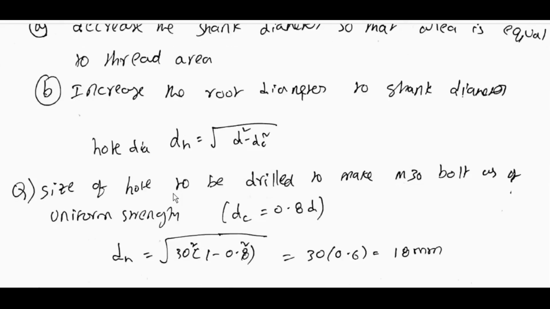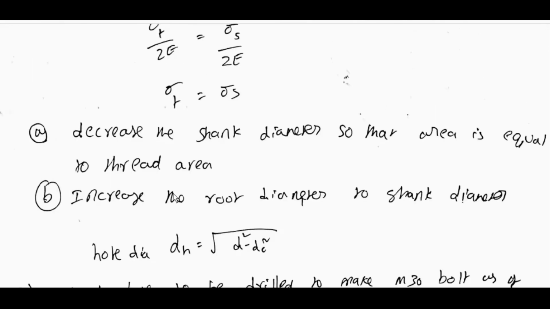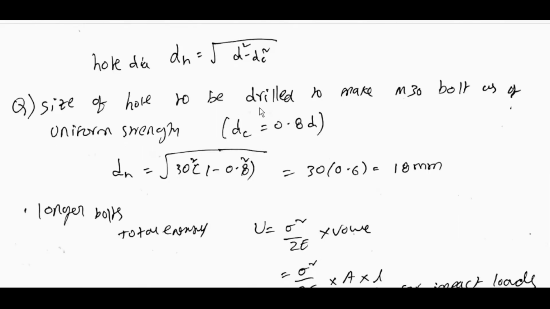There are two options to make this: decrease the shank diameter so that the shank area is equal to the thread area, or increase the root diameter to the shank diameter. Hole diameter dh is equal to root of d square minus dc square, size of hole 2.